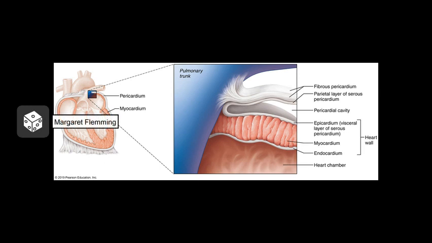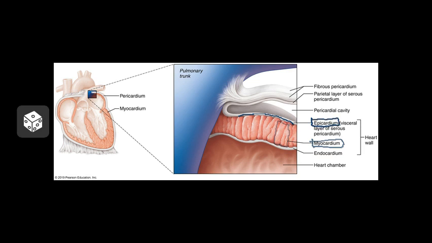We're going to look at this picture in two different ways. The first one we are going to look at is just taking a look at the three layers of the heart wall. As you can see here, the layer that lines the inside of the chamber of the heart is the endocardium. The thickest part, made up of cardiac muscle cells, is myocardium. And then on the outside of that is the epicardium.